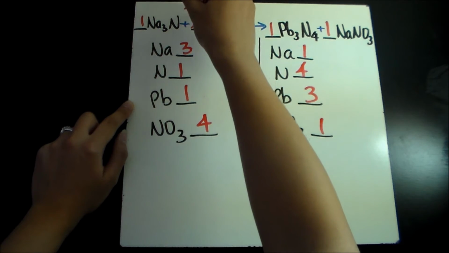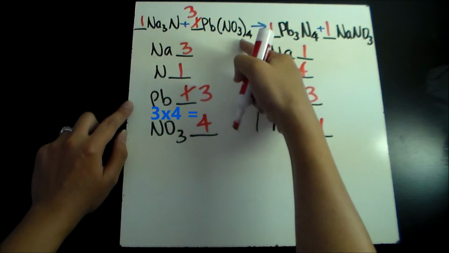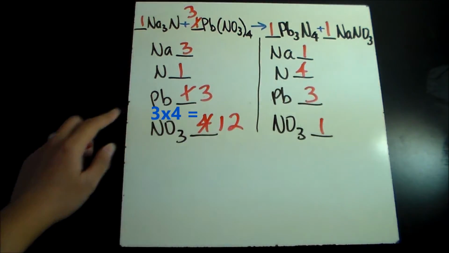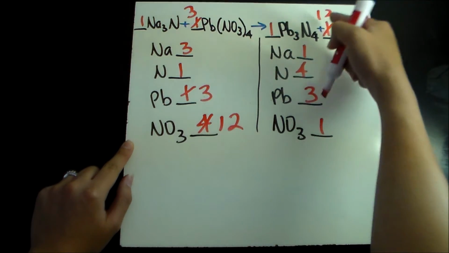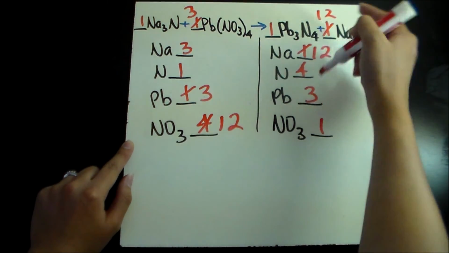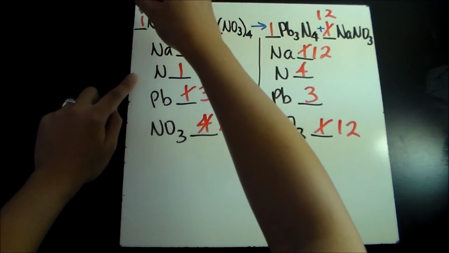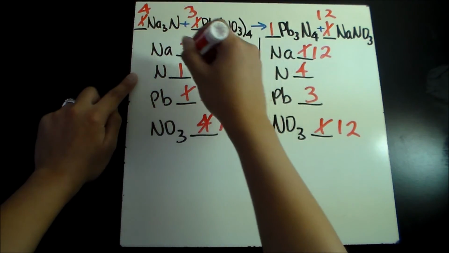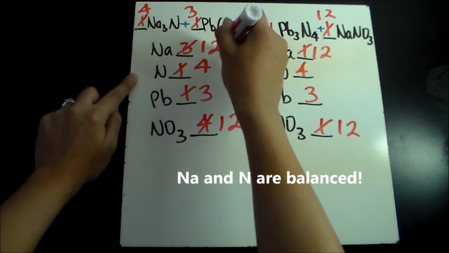By placing a coefficient of 3 in front of Pb(NO3)4, I've changed the number of leads to 3 on the left, while also changing the number of nitrates to 3 times 4 equals 12. Lead is now balanced. By placing a coefficient of 12 in front of NaNO3, I've changed the number of sodiums and nitrates to 12 on the right, thereby balancing the number of nitrates. By placing a 4 in front of Na3N, the number of sodiums changes to 12, and the number of nitrogen changes to 4 on the left, which balances the remaining element.